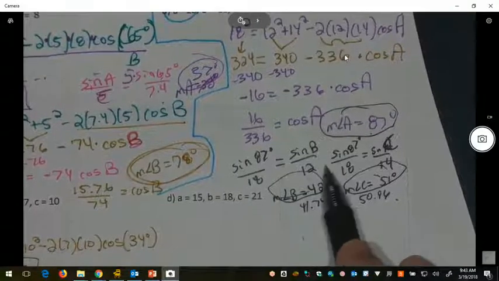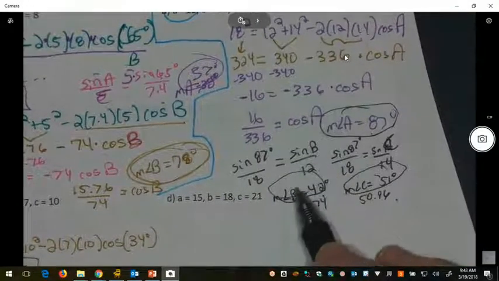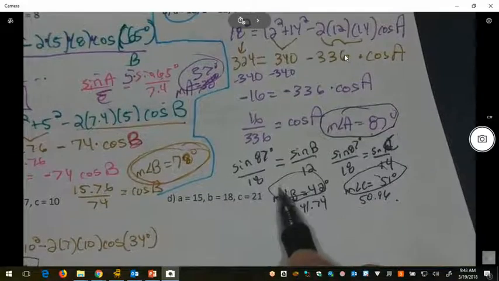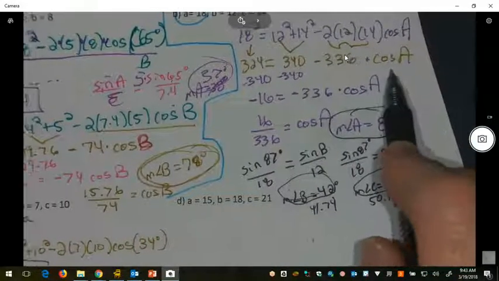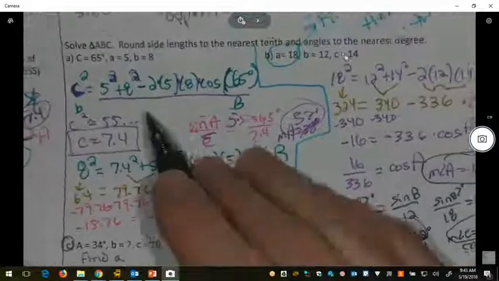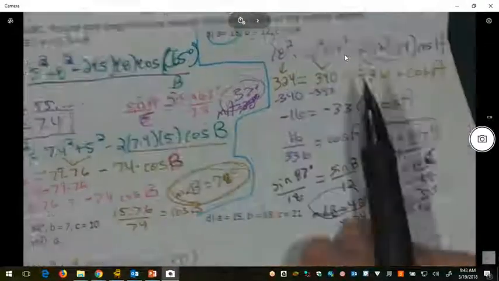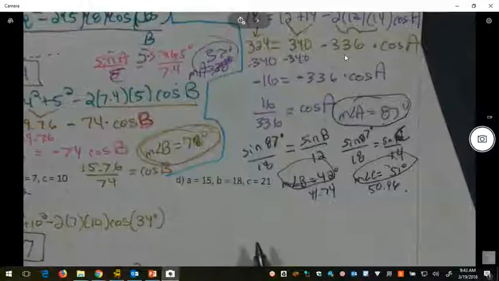If you're struggling with law of sines, which was the concept from the other day, or how to solve for an angle or a side with law of cosines, please come see me.